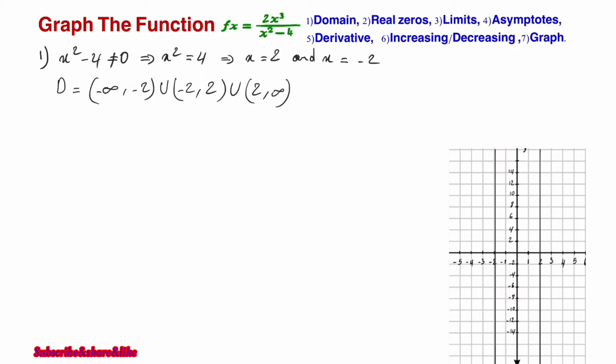Second one, we are going to see where the real zeros are. What does real zeros mean? Where this function is equal to 0. If x equal to 0, therefore the numerator has to be equal to 0. So f of x equal to 0 gives us that 2x to the third equal to 0, which gives us that x equal to 0. So the real zero of this function is x equal to 0. So we know that the function is going to pass through this point here, the origin. Another piece of information we know.